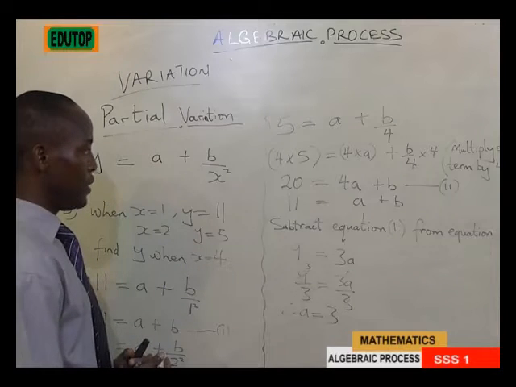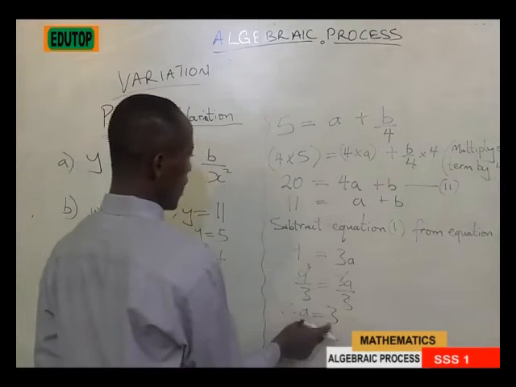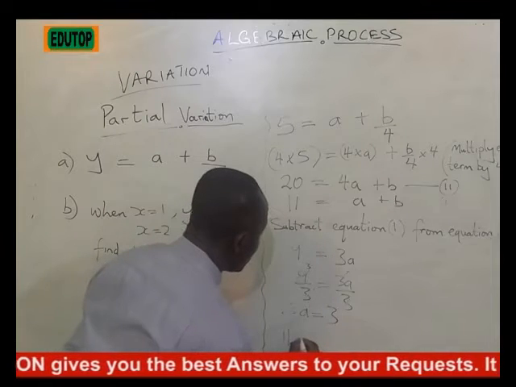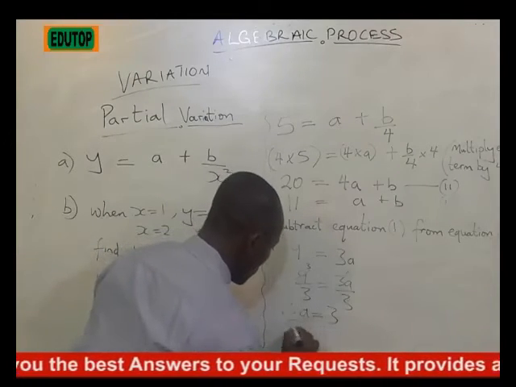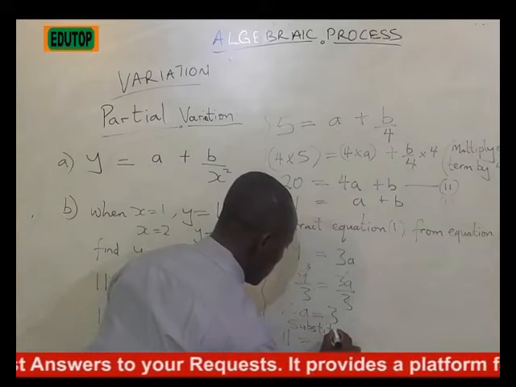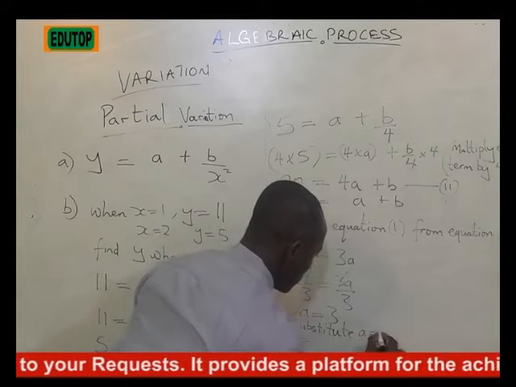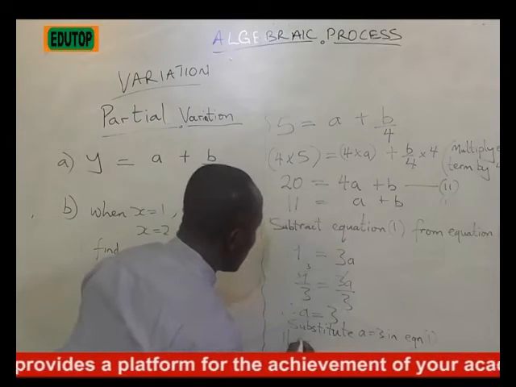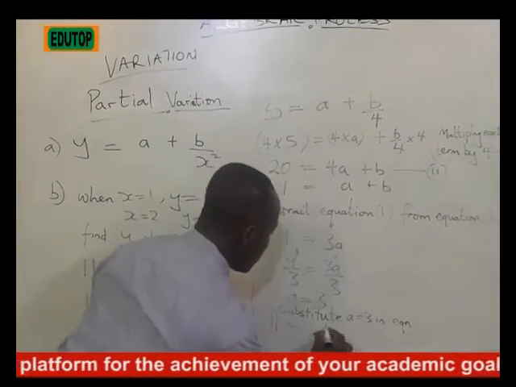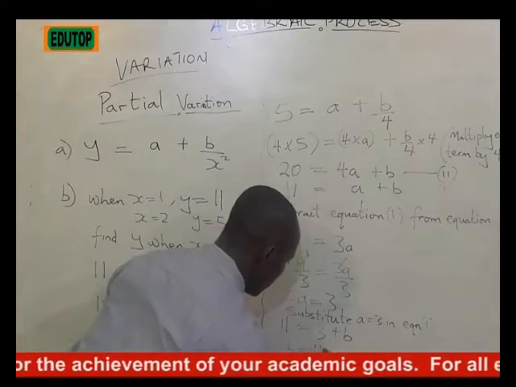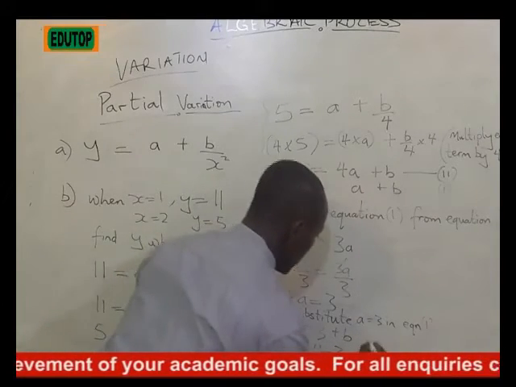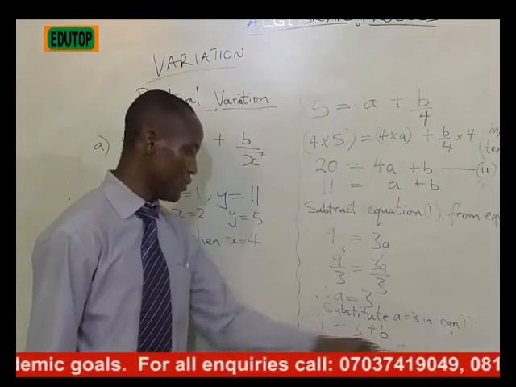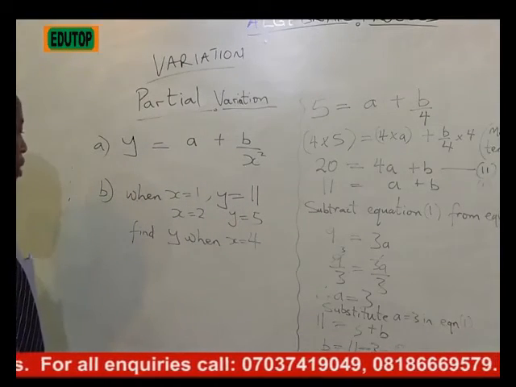Now we need to get our b. Slotting our a into our equation 1, we can say that 11 is equal to, substitute a equals 3 in equation 1. So that will be 11 is equal to 3 plus b. b is equal to 11 minus 3, which is equal to what? 8. Now we've been able to get the value of a, and we've gotten the value of b to be 8. a is equal to 3 and b is equal to 8.